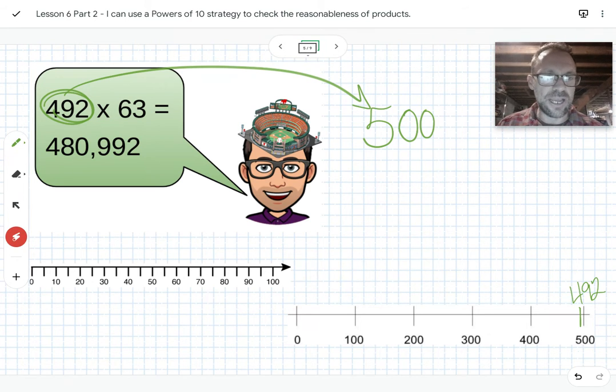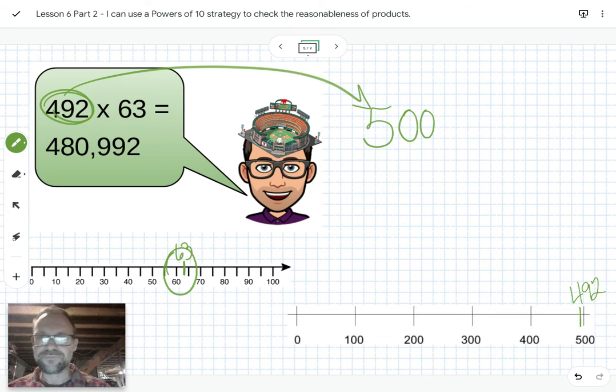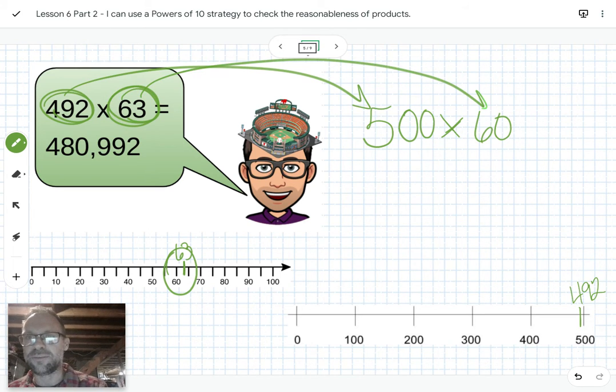Now let's estimate 63. Well, let's use the number line here. That goes 0 to 100. 63 would be right about, let's see here. Here's 50. There's 65. So 63 is right about there. So that's really close to, say 60, right? 63 is close to 60. So now we're going to have 500 times 60. So 492 times 63 has become 500 times 60.